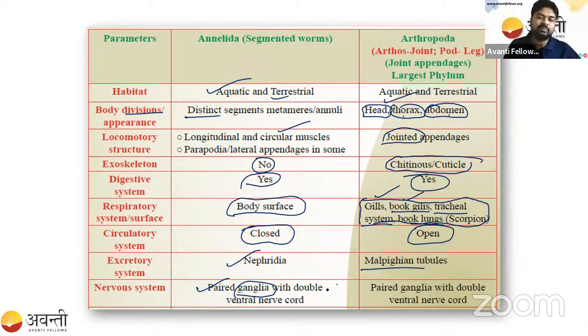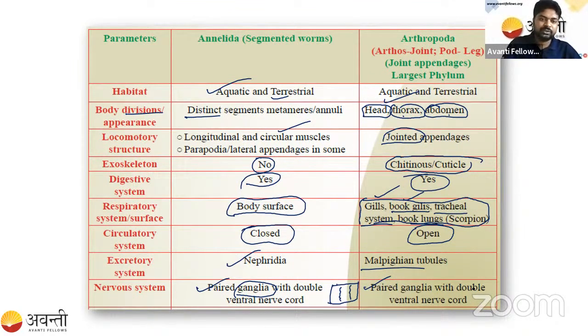Likewise, a ventral nerve cord means, for example, this is the organism, and this is the first nerve cord, and this is the second nerve cord, like that. And these nerve cords are present on the ventral side, so that's why it is known as the ventral nerve cord. Next is the paired ganglia with a double ventral nerve cord.